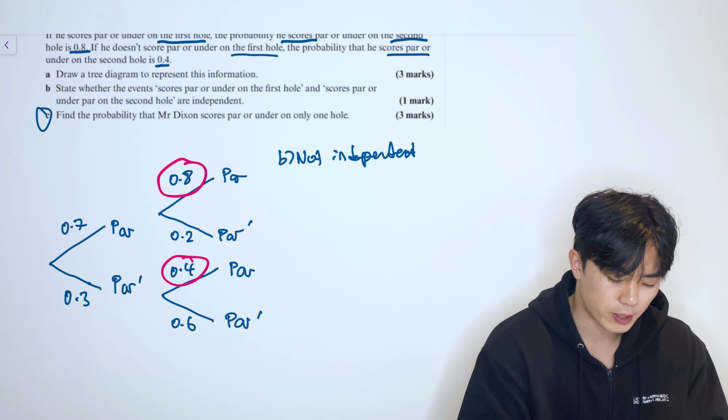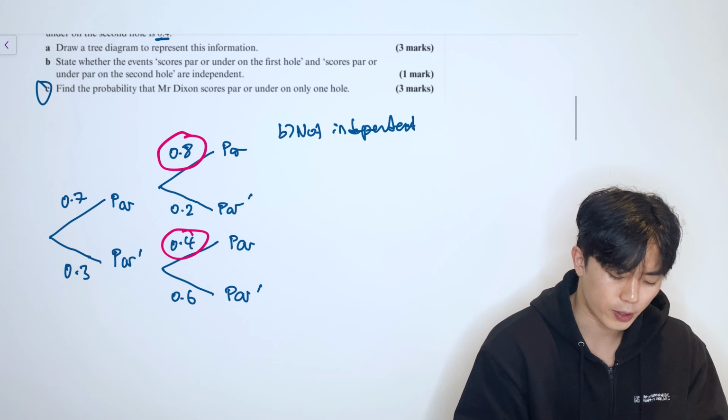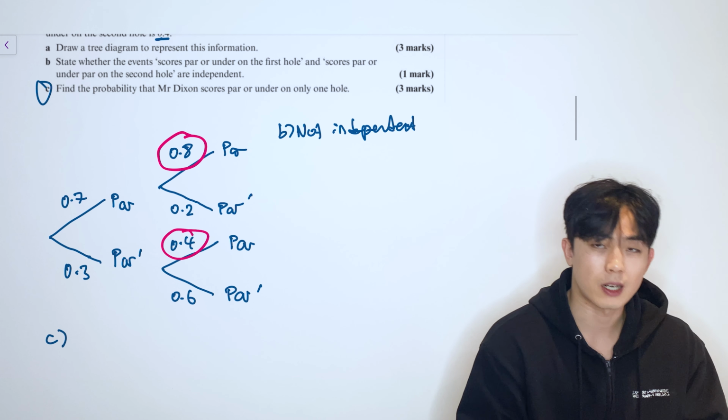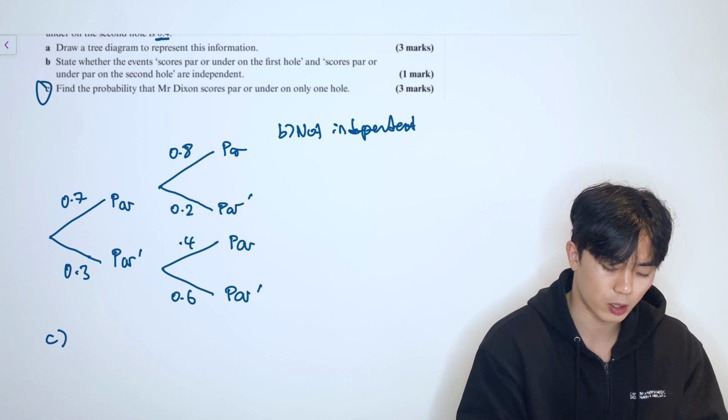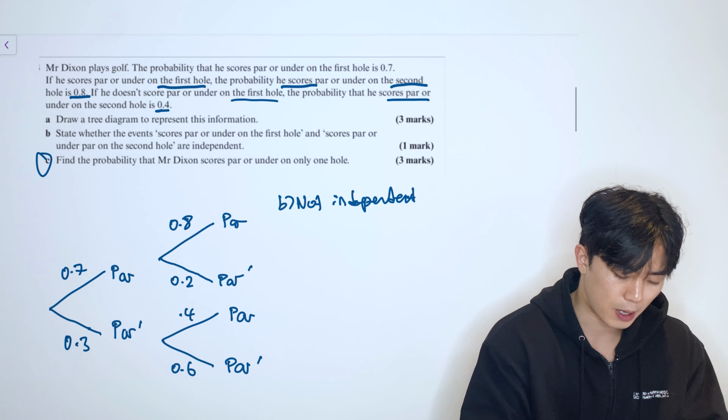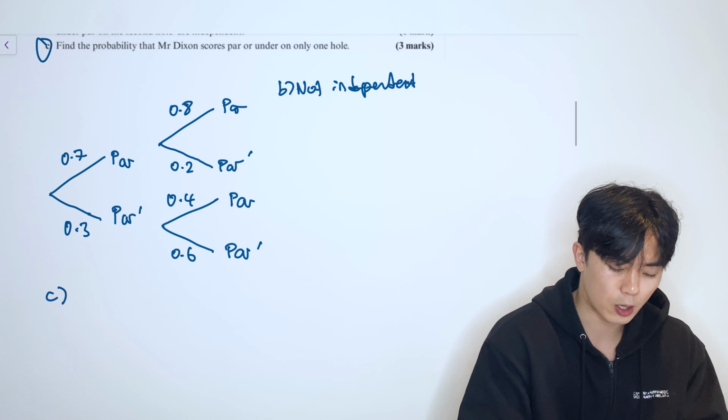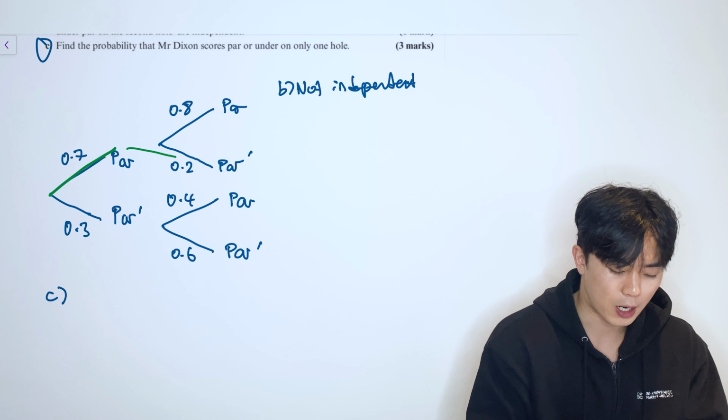Right, C. Find the probability that Mr. Dixon scores par or under on only one hole. Okay, so he scores par or under on one hole only. So in this case, let's find some routes of scoring par or under in one hole only. One way he can score par or under would be to score par on the first hole and then not par on the second hole, right?